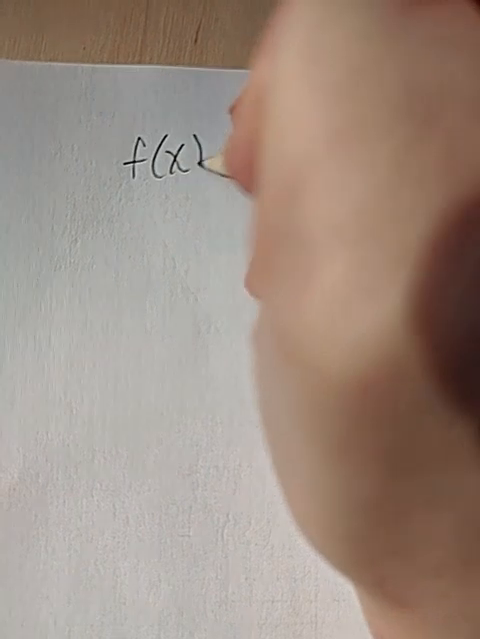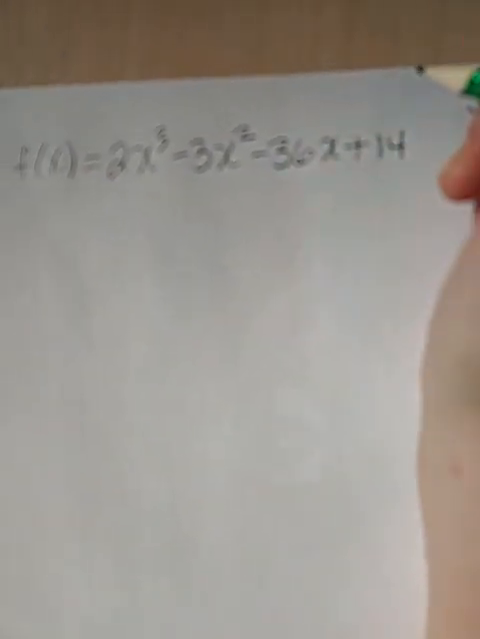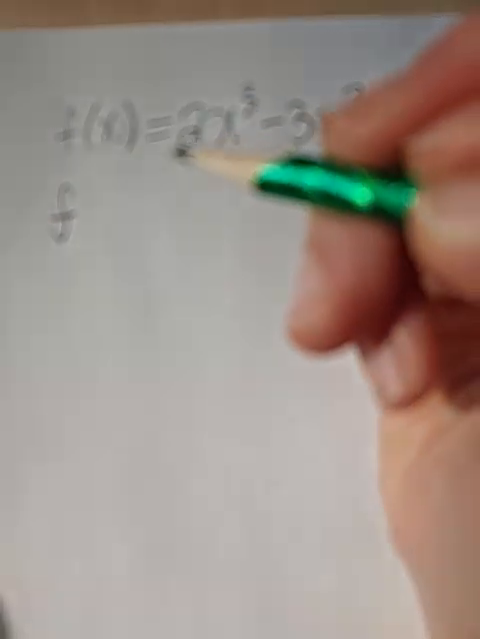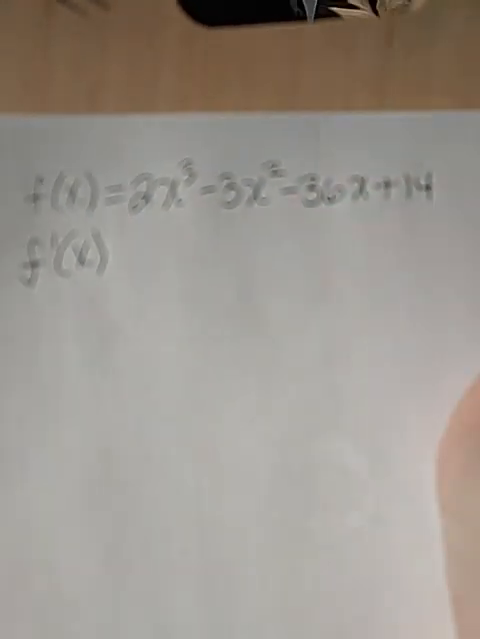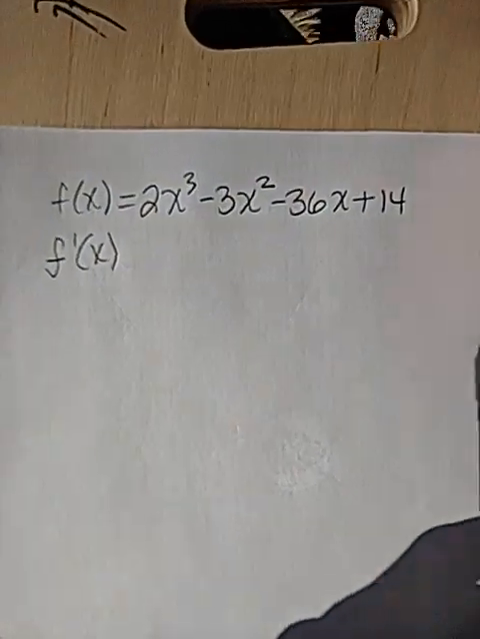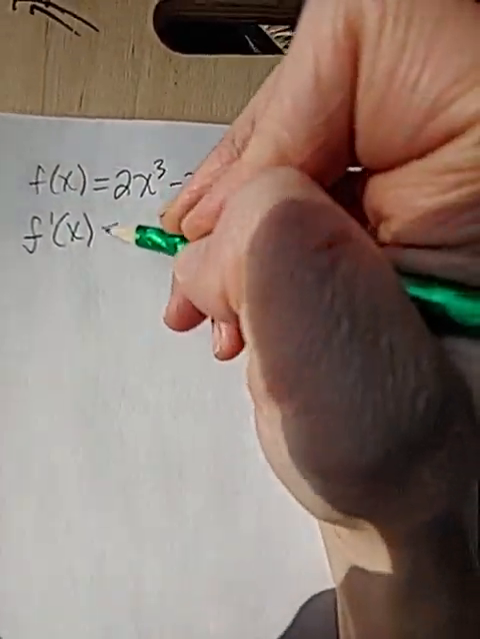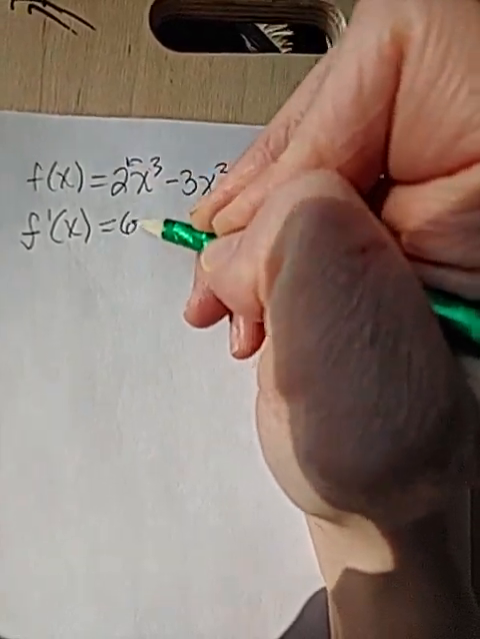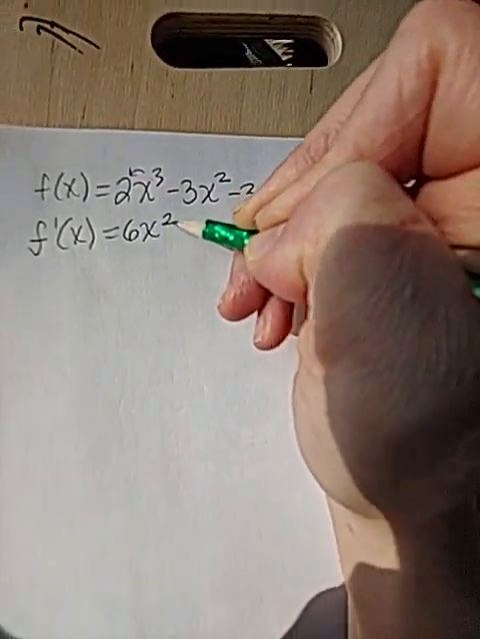All right, so we're going to write the function f of x equals 2x to the third minus 3x squared minus 36x plus 14. All right, so I have to find the first derivative. So the derivative is denoted by f prime of x. Okay, so to find the derivative, I'm going to drop the exponent. Those numbers get multiplied, and then subtract 1 from the exponent.